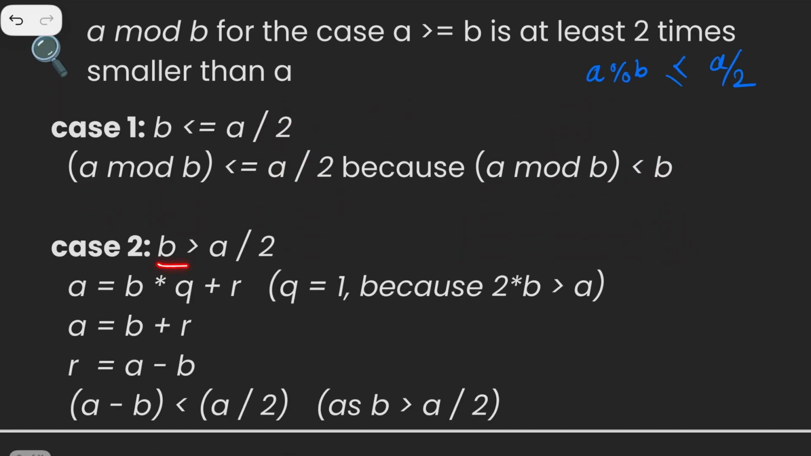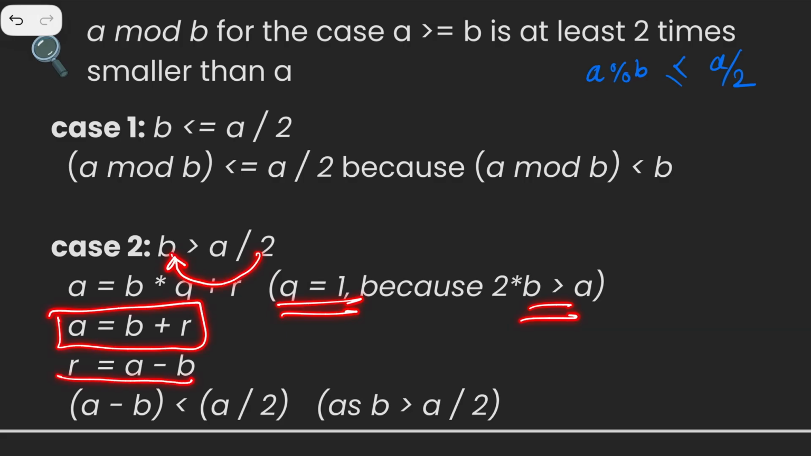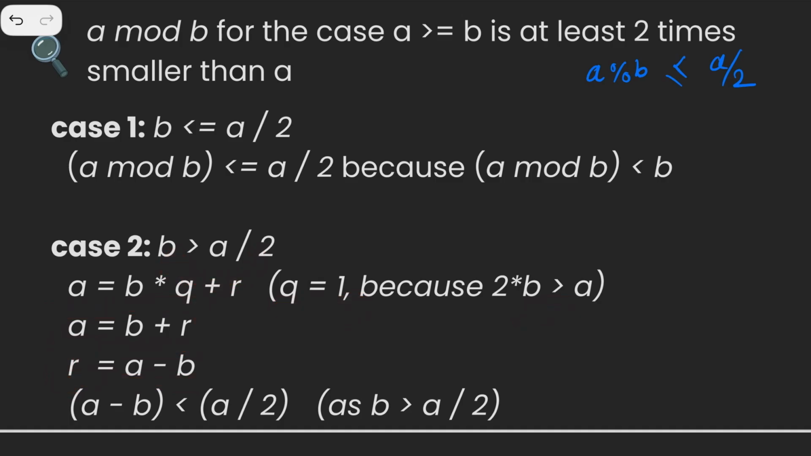Now there is another case where B is greater than A by 2, but still remember, B is less than A. So we can write it something like this: A is equal to B into Q plus R. So Q will be 1. Why? Because 2 into B will be greater than A. This is what we have said here. 2 into B is greater than A. So Q has to be 1. So R is going to be A minus B. Now R, remember, is just A mod B. This is the remainder, right? So A minus B will be less than A by 2.